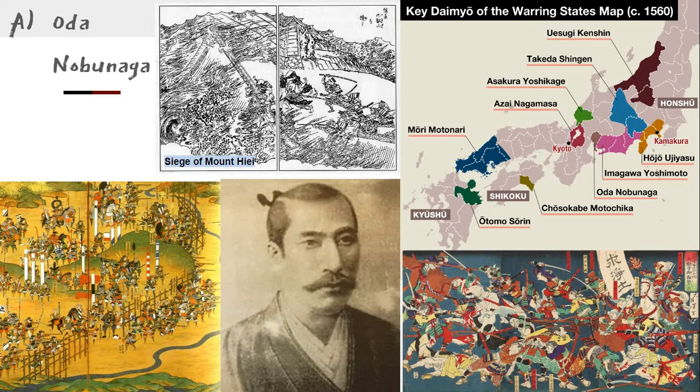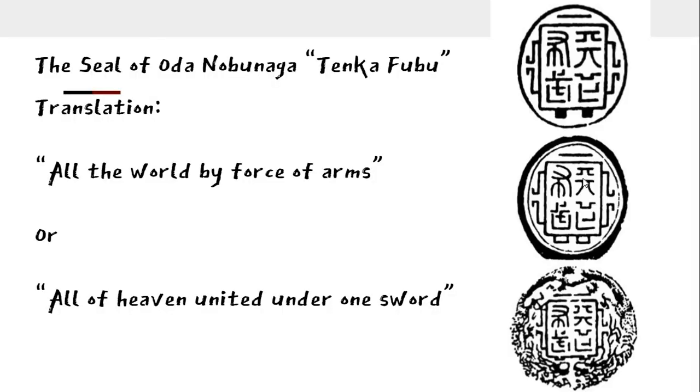He was known for using absolutely supreme brutality in his conquests, which on the one hand was incredibly effective at taking over territory, but was much more challenging in ruling it, because of course brutal suppressions of populations create substantial resentment amongst those populations, leading to potential unrest and increased resistance. This is his daimyo seal, with the slogan Tenka Fubu, or all the world by force of arms, or all of heaven united under one sword. Translating these East Asian ideas into English is often somewhat complicated, but either way, the message is the same: I'm going to use military force to suppress all of Japan and to eventually become shogun.